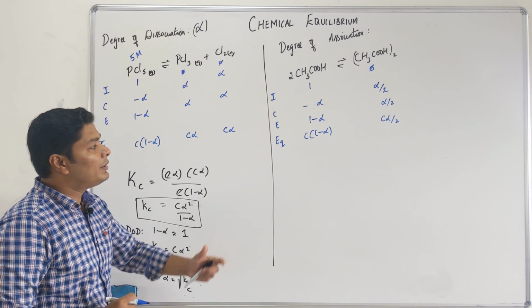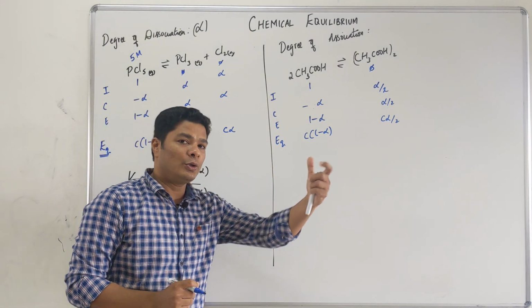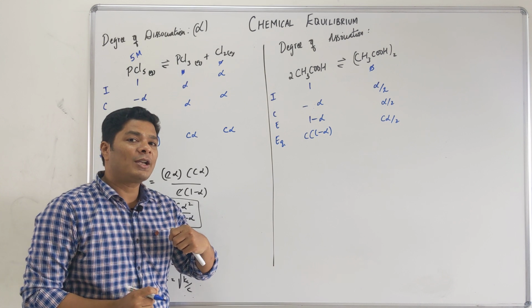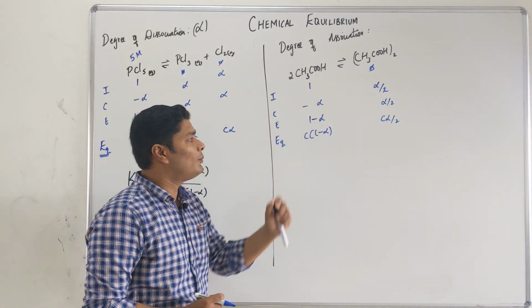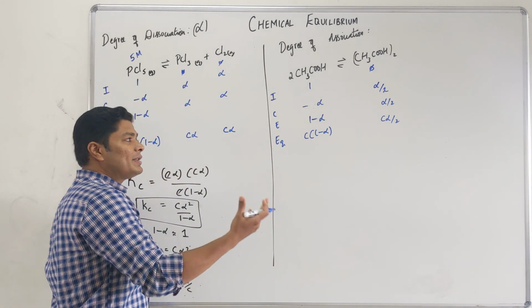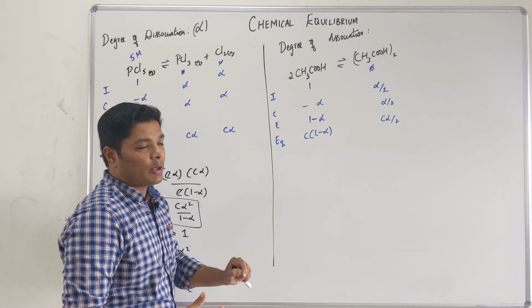Too simple. Now this is going to be important for you later in the solutions chapter, where you are going to look into the Van 't Hoff factor i. You will calculate the total moles. Okay, what is the i value, all those, at that time this is going to be important.